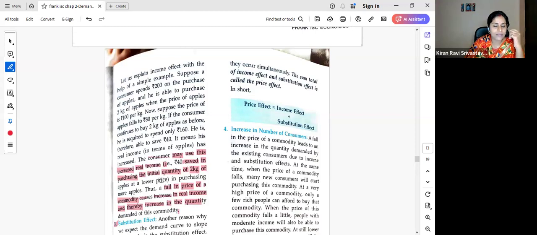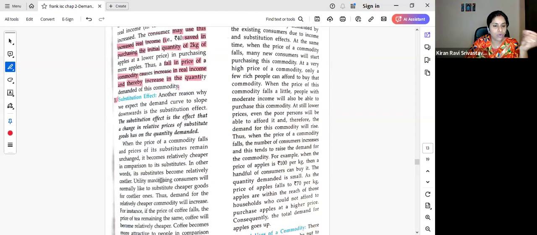Now the next one is substitution effect. What is substitution effect? You know what substitute goods are? Give me an example of substitute goods.